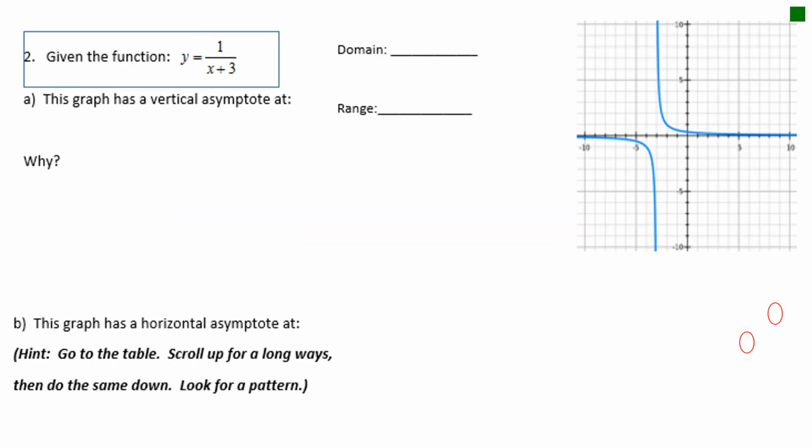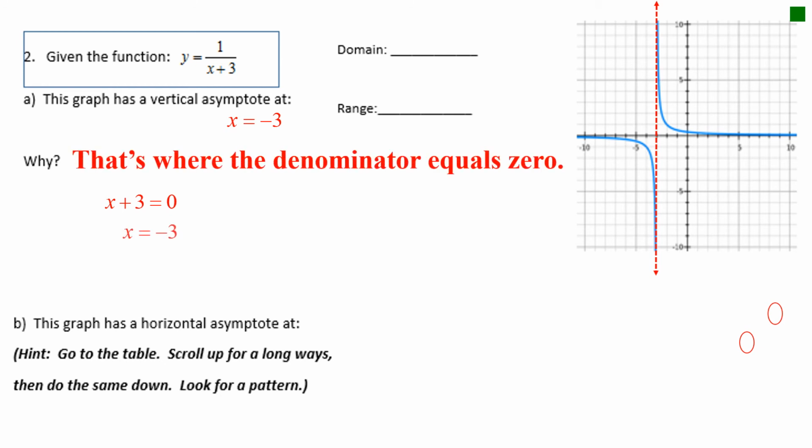So given the function y is equal to 1 over x plus 3, here's the graph, and you could graph it in your calculator to verify. What do you see here? This is a vertical asymptote. Where is it? Set x equals -3. Why? Because we set the denominator equal to 0 and x is equal to -3. What is that again when the denominator is equal to 0? It is a vertical asymptote.